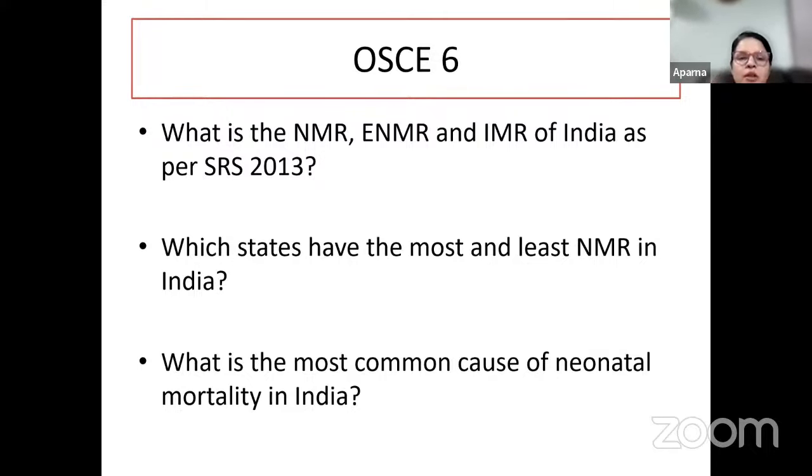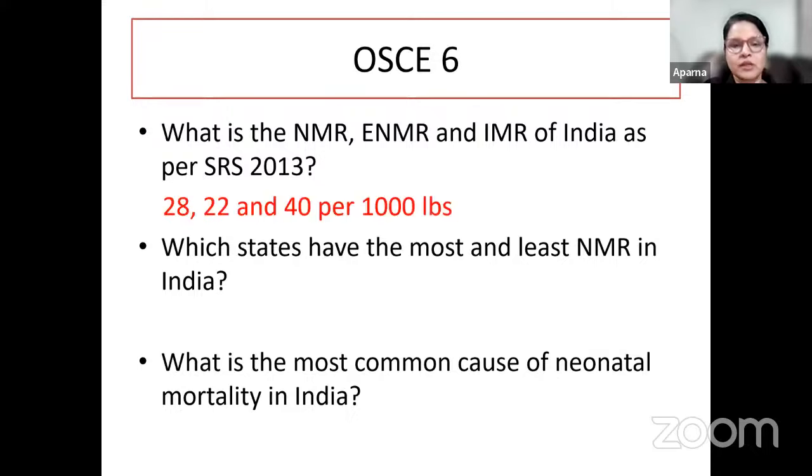One important thing to remember is that neonatal mortality today contributes to almost 60% of overall child mortality. And NMR can be further classified as early and late NMR. Early represents the death within the first 1 week, which is 0 to 6 days, and late is 7 to 28 days. So the numbers are 28, 22, and 40 per thousand live births. The current NMR has further come down to around 22 per thousand live births.